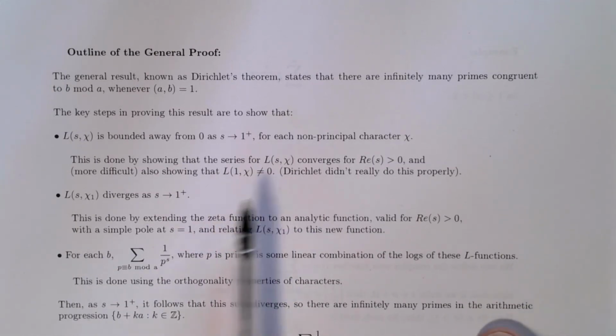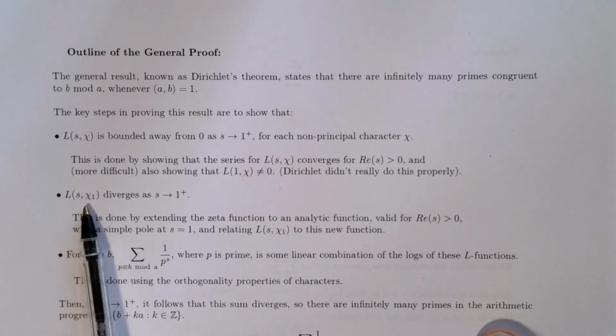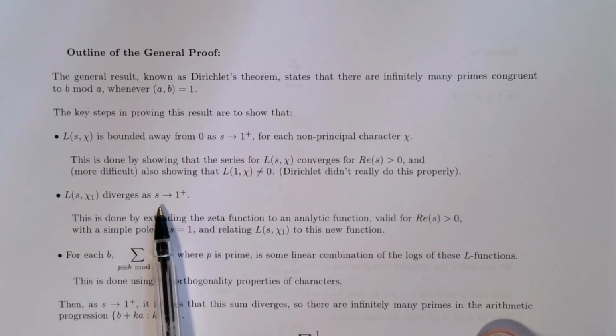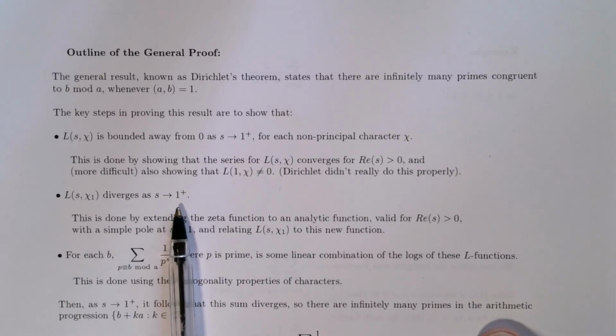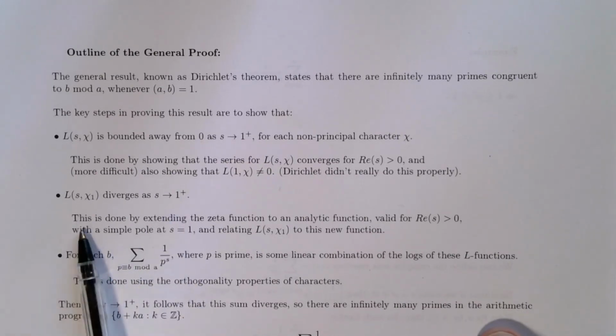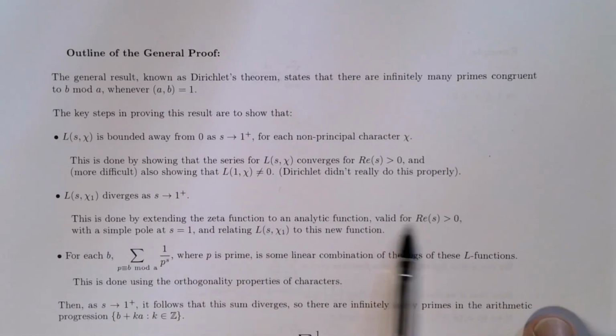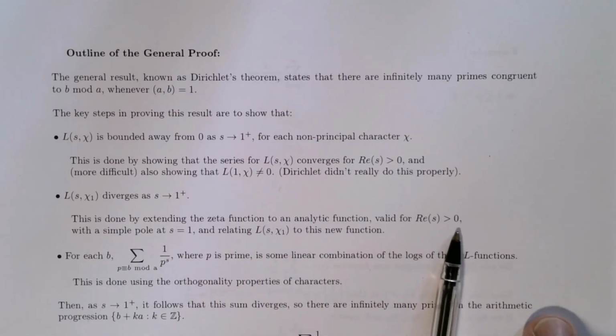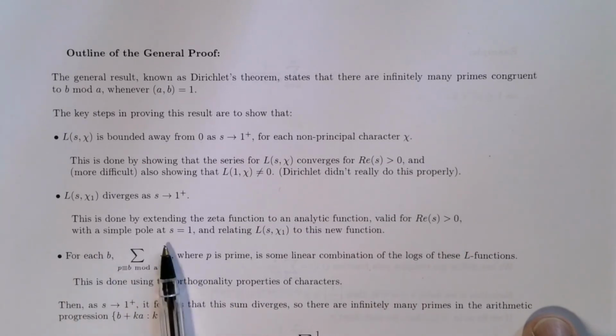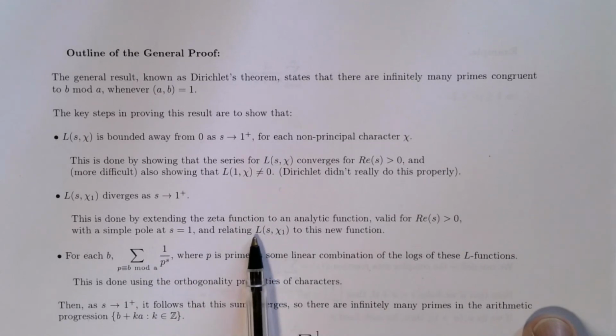We then need to show that L(s, chi1) diverges as s goes to 1 from above. We're going to do this by extending the zeta function to an analytic function valid for real part of s bigger than 0, with a simple pole at s equals 1, and we're going to relate L(s, chi1) to this new function.